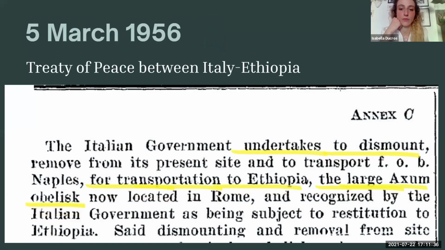On the 5th of March 1956, the two countries signed the Friendship Agreement and stipulated in Annex C that the Italian government would take charge of dismantling and removing the stele from its present site and transporting it to Naples, delivering it to the free on-board carrier for transportation to Ethiopia. All costs associated with transporting the monolith to Naples, securing it and removing it were to be borne by the Italian government.